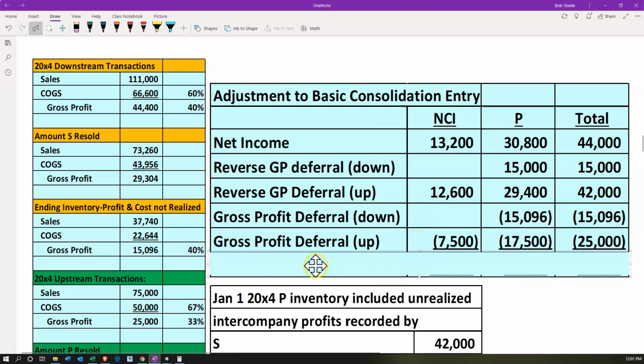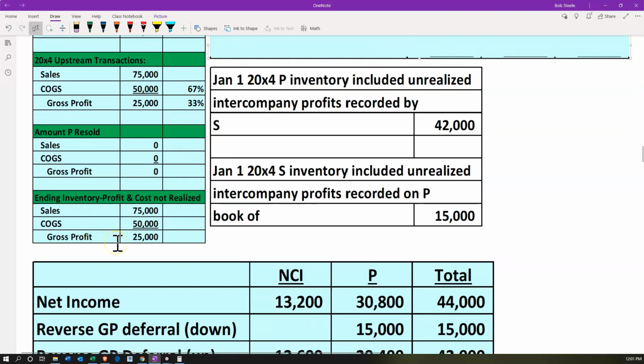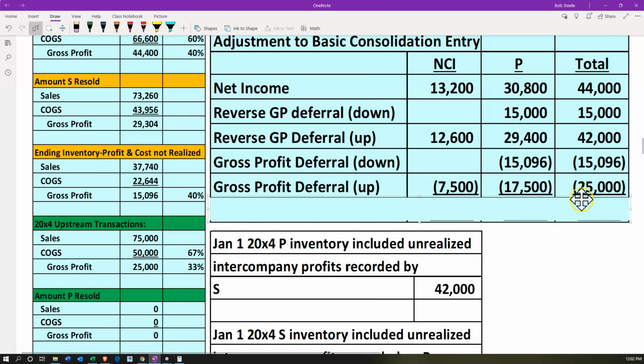And then we have the gross profits deferral up. So that's going from S to P, and that's here in the current year transactions. So we're picking up this 25,000 here. That one, because it's an up transaction, we will be splitting between the two. So a 70-30 split: 25,000 times 0.7 is the 17.7 here. And the 25,000 times 0.3 is going to be the 7,005 there.